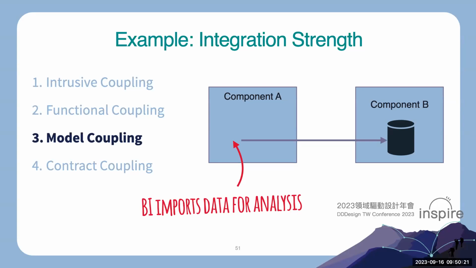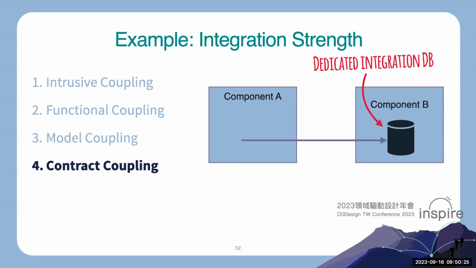And finally, that database in the component B could be a public interface. That database would contain information or data that is there for integration purposes. For example, data mesh approach. It's about using a database with integration-specific data and using it for communication. In that case, it's contract coupling.